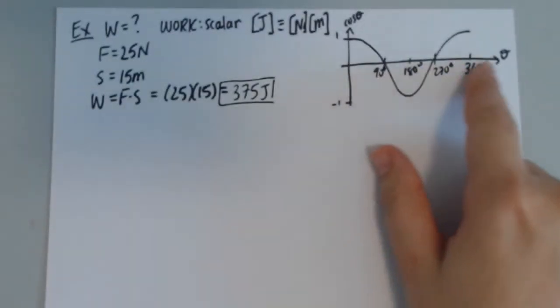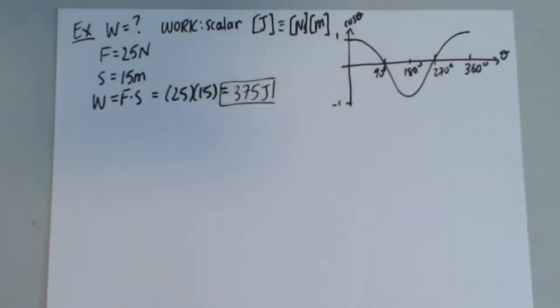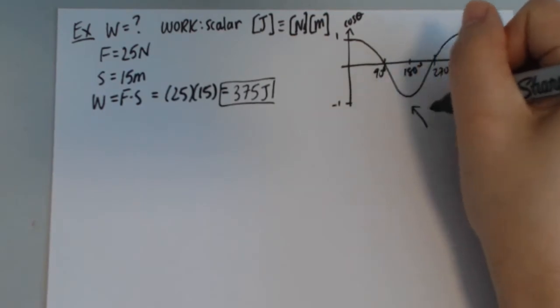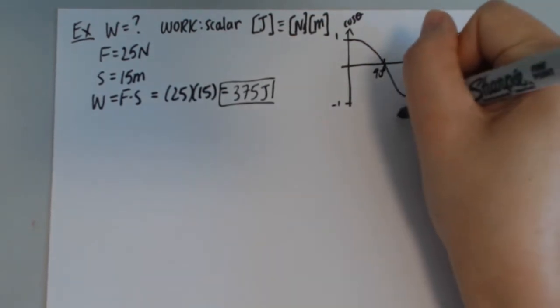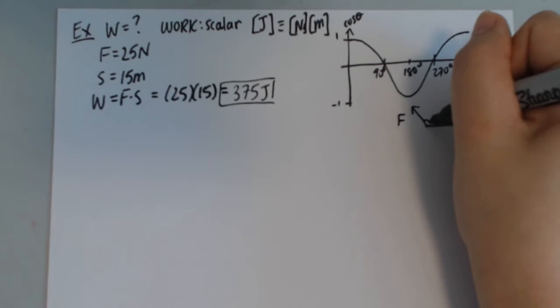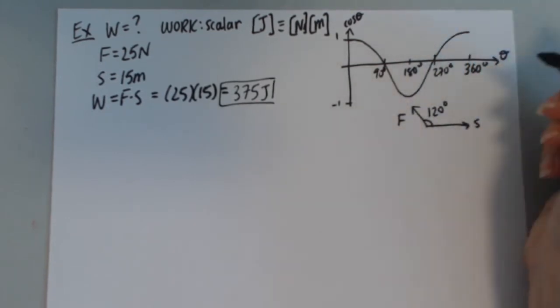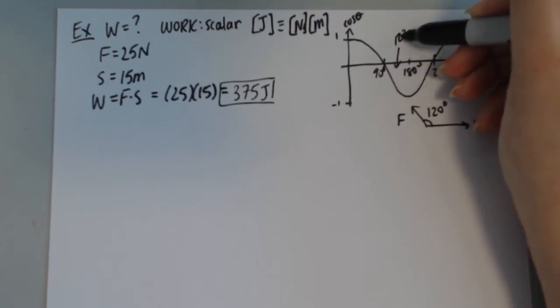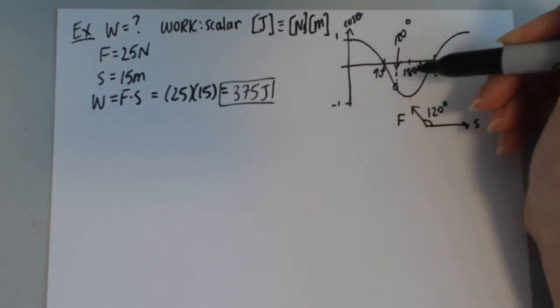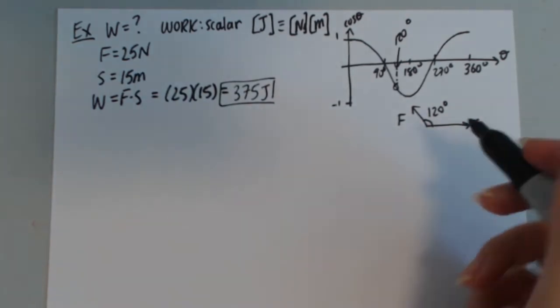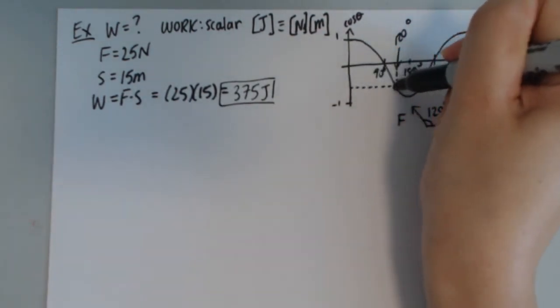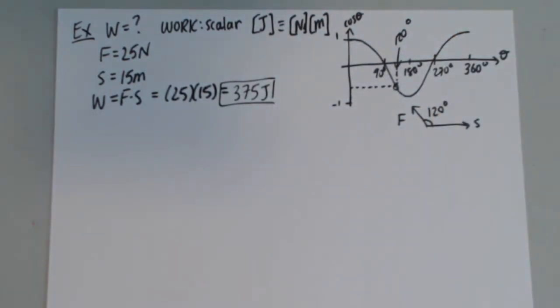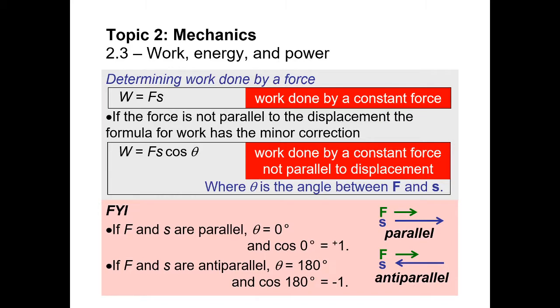So depending on the angle theta between F and S, by the way, F and S have to be tail to tail. So if this is S and this is F, this angle here might be 120 degrees. So where's 120 degrees? 120 might be somewhere like this. So we can see here that the value of cosine theta, when theta is 120 degrees, is negative. So that means I would end up with negative work. We'll talk all about negative work, positive work, cosine of theta more over the next couple of slides.